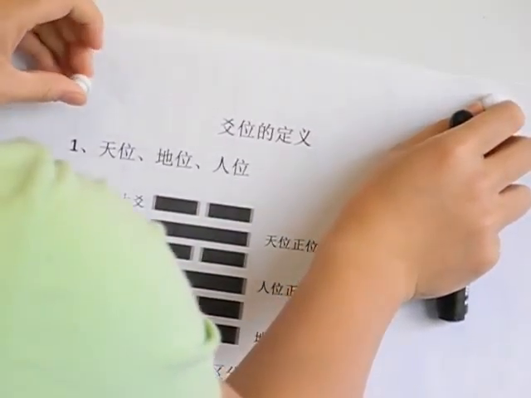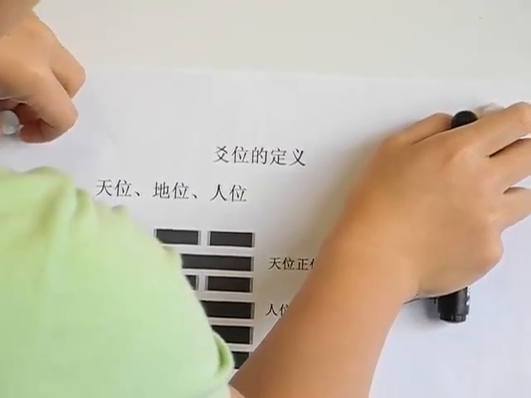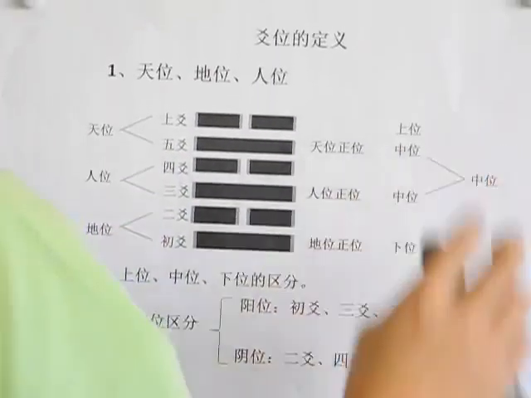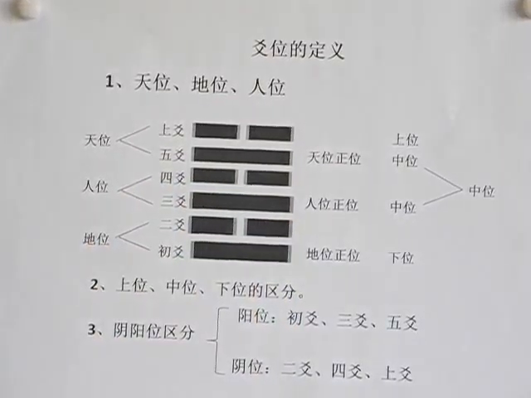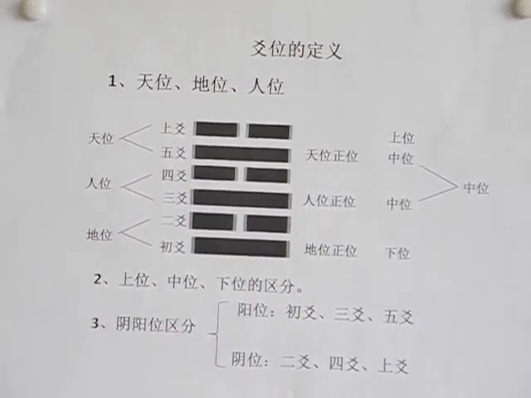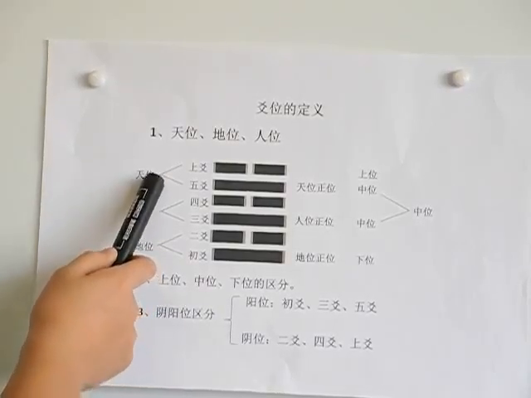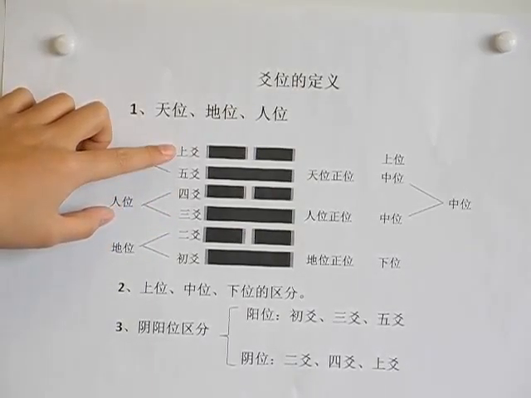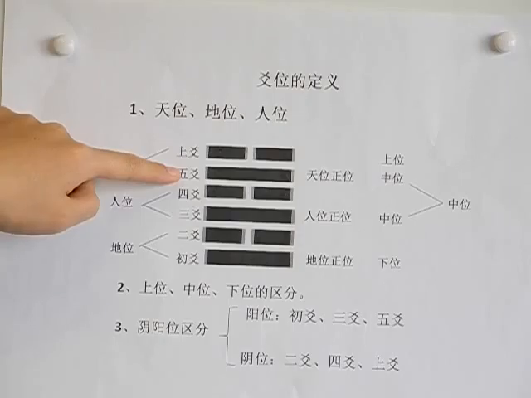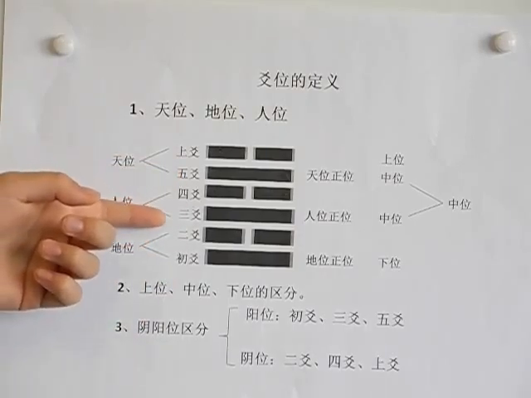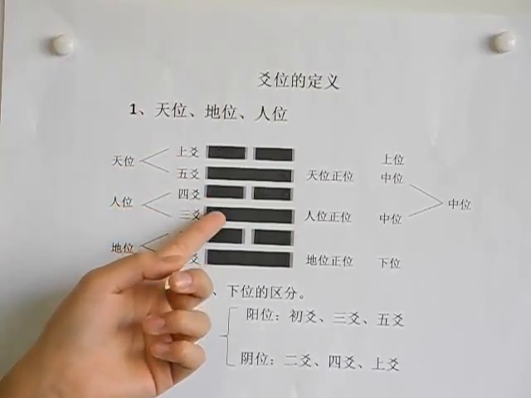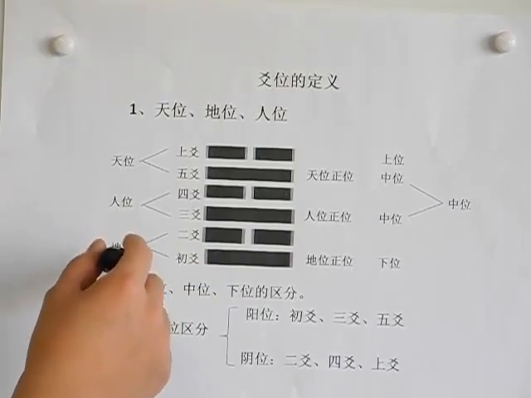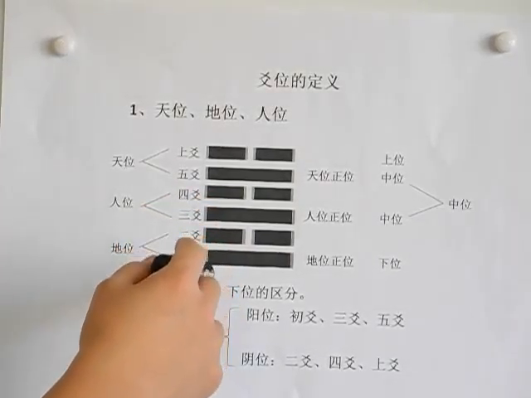Now on to the next diagram. You can see in this picture that these 6 yaos, or 6 layers, are also separated into the heaven position, the man position, and the earth position. I have the heaven position on the top layer and the 5th layer. And then we have the human or people position on the 4th and 3rd layer, or yao. And then we have the earth position on the 2nd and beginning yao.